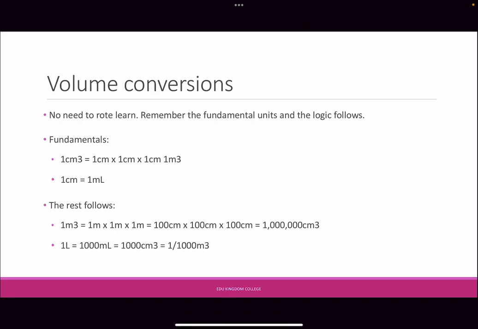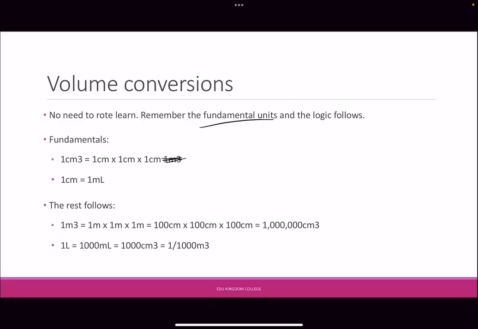So just an overview before we start. Volume conversions is a slightly tricky topic, or one that we might want to know in this exam. It's something that I found quite difficult, because I tried to rote learn, which means just memorize without understanding, whereas it's a lot easier if you try and remember the fundamentals and then just use logic to figure everything out. So the fundamentals are right here.